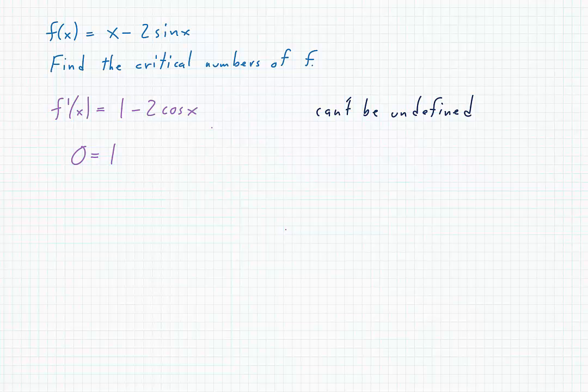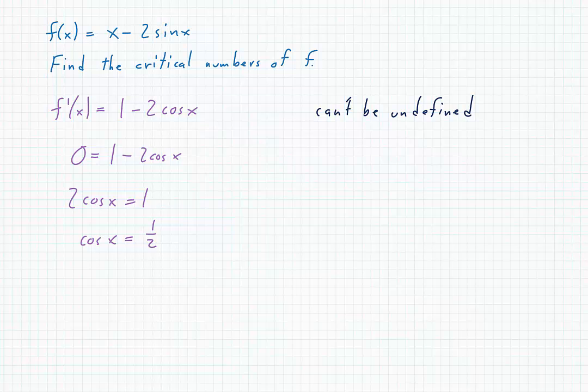So let 0 be equal to 1 minus 2 cosine of x. That says 2 cosine of x is equal to 1 if we add 2 cosine x to both sides. And if we divide both sides by 2, cosine of x is equal to 1/2. So there are a lot of different places where the cosine of x is equal to 1/2. We'll just list a few.